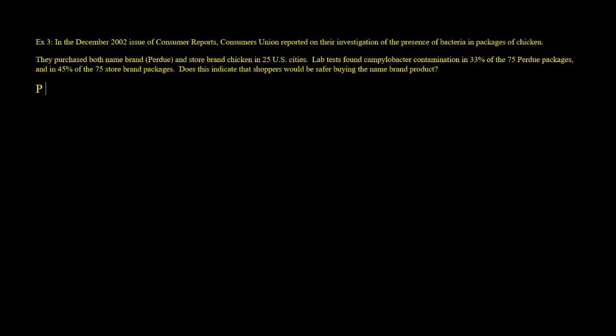So P will represent Perdue brand packages of chicken. S will represent store brand packages of chicken.